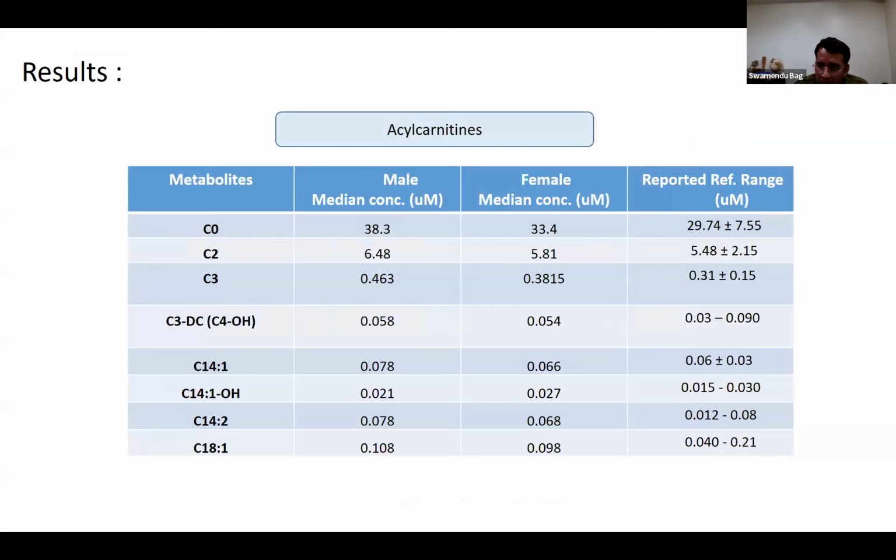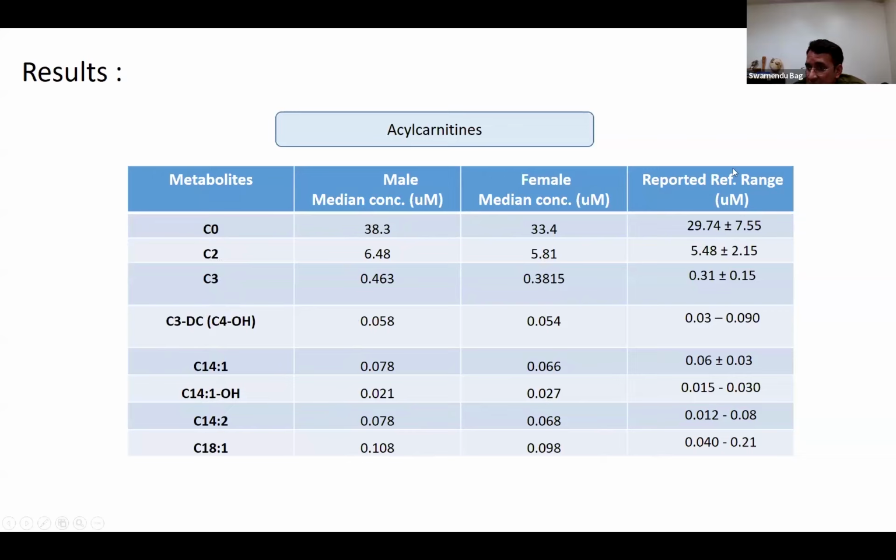So now we come to the result part. First I'll show what results we got, and then I will compare the data of the male and female for the same metabolites. Here, acyl carnitine is one type of lipid. For acyl carnitine, you see that the metabolite names are C0, C2, C3, C3DC, C14:1, and different classes are there. This is the male median concentration of 235 males, this is the female concentration of 234 females, and this is the reported reference range.